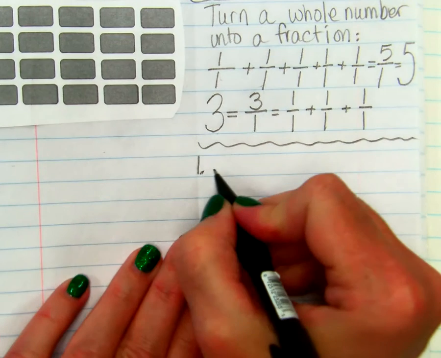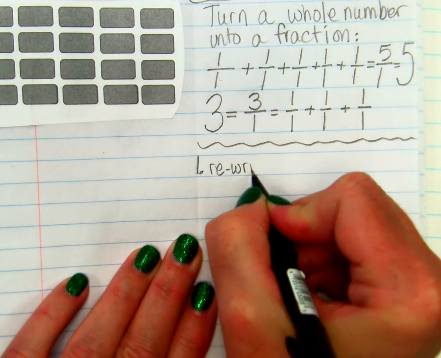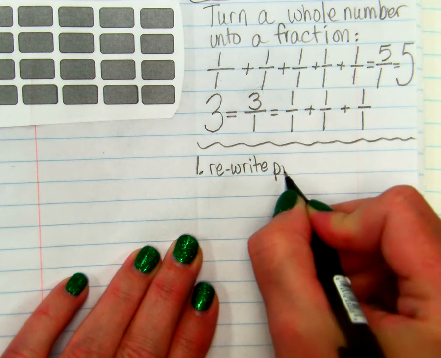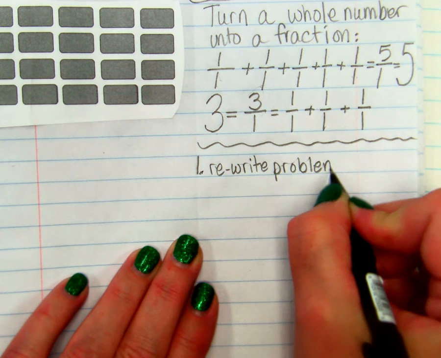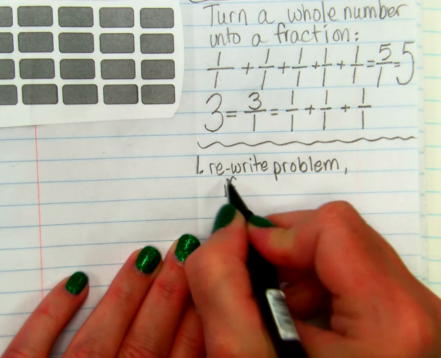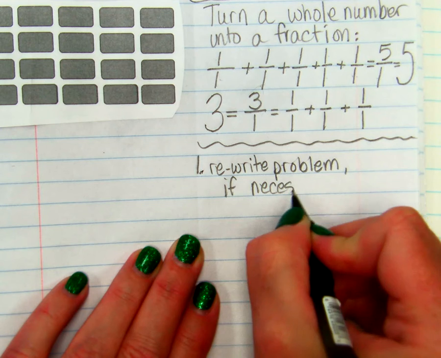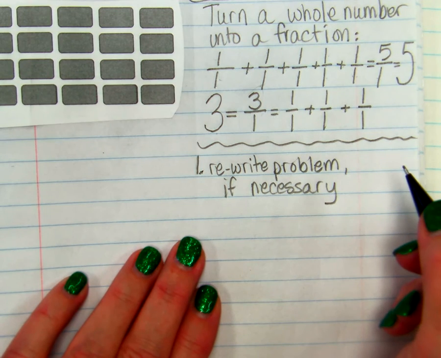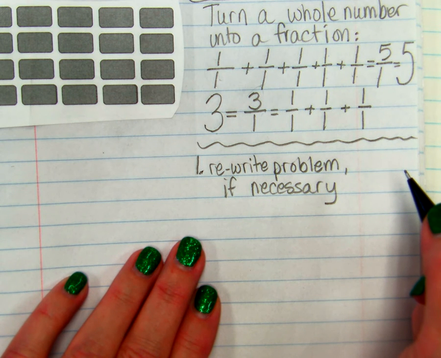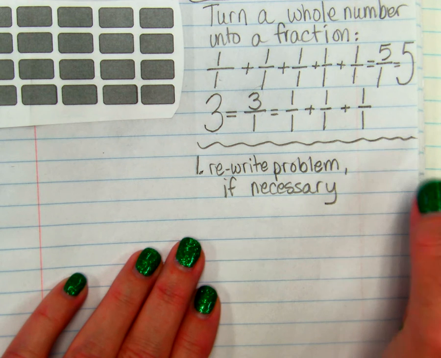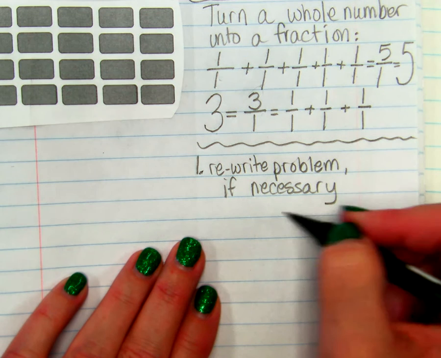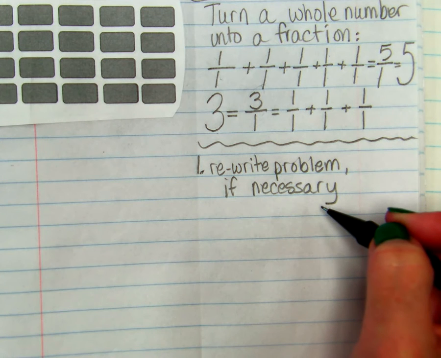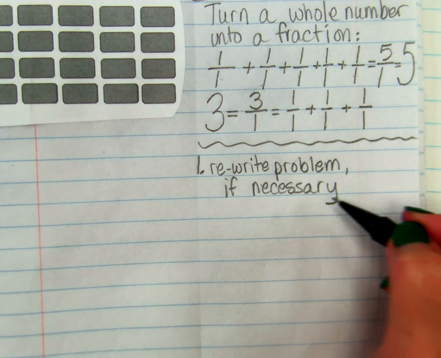Rewrite problem, comma, if necessary. And I'm saying this because sometimes you will have your problem in word form and you will need to write it with mathematical symbols. So if you need to rewrite the problem because it's in word form and put it in using mathematical symbols, like the word of, we need to change that into a multiplication sign. We need to rewrite our problem.